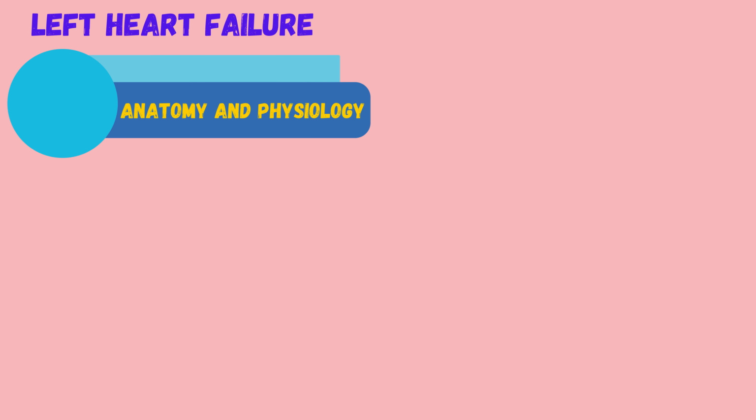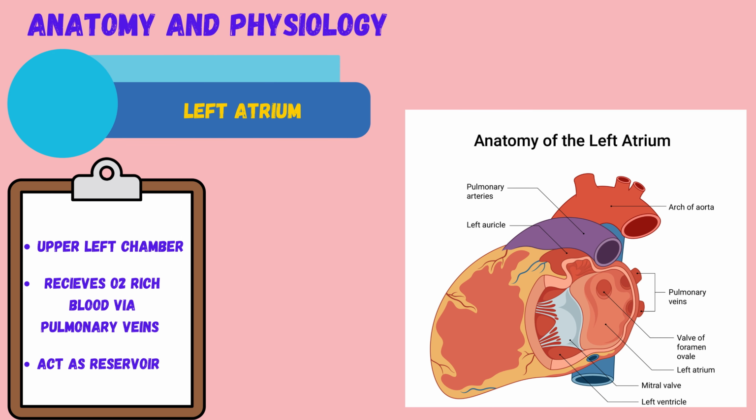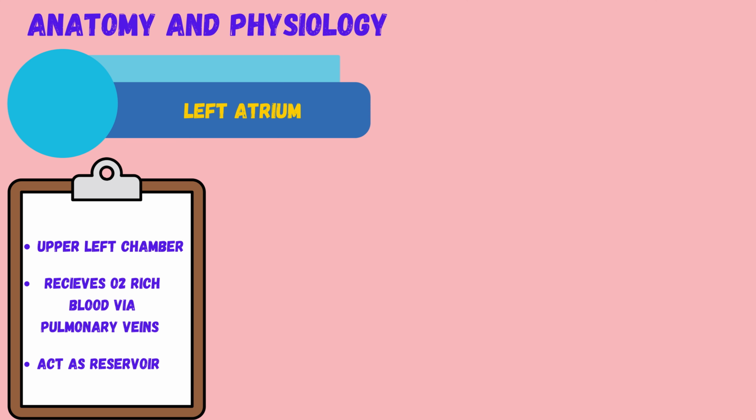Let's dive in. To understand left heart failure, we first need to understand the normal anatomy and physiology of the left heart. Key structures of the left heart. Left atrium. This is the upper left chamber of the heart. It receives oxygen-rich blood from the lungs through the pulmonary veins. The left atrium acts as a reservoir, holding the blood before it flows into the left ventricle.